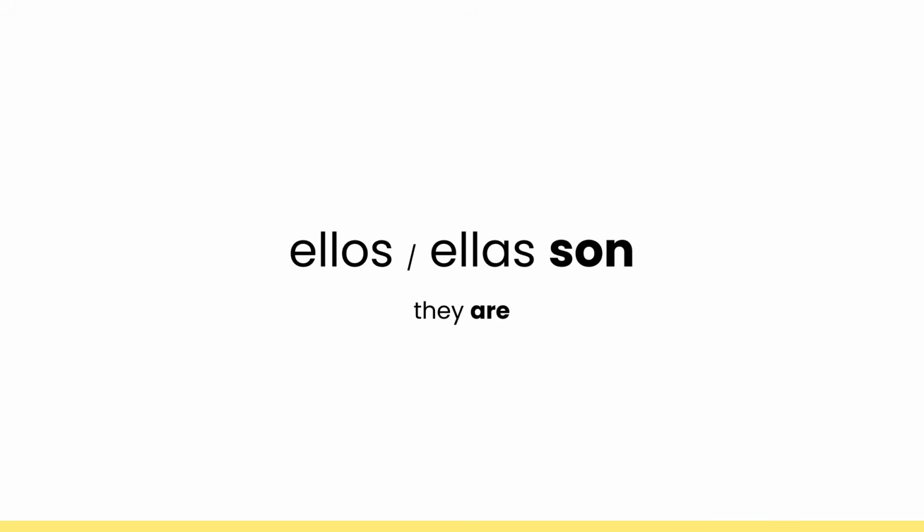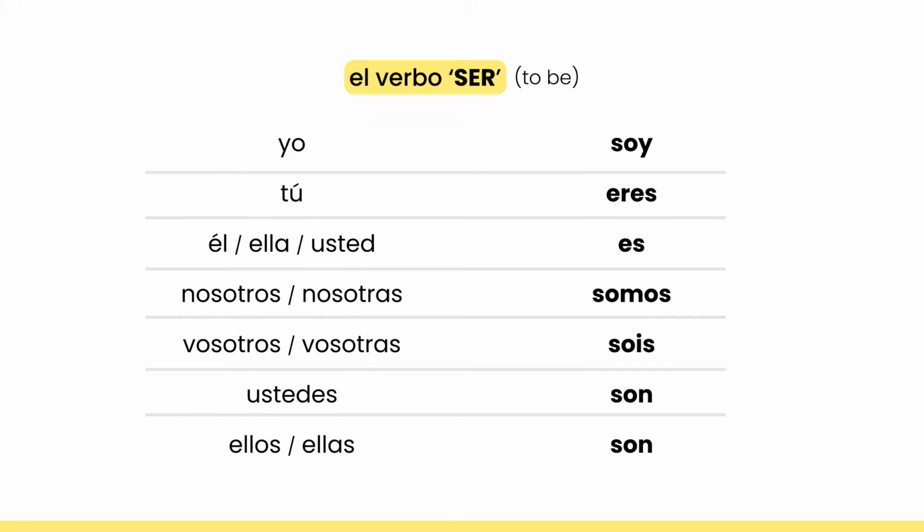Alright, and then the last conjugation, which is they are. Ellos, ellas son. So now we can complete our list. Again, ustedes and ellos, ellas have the same conjugation. They always have.